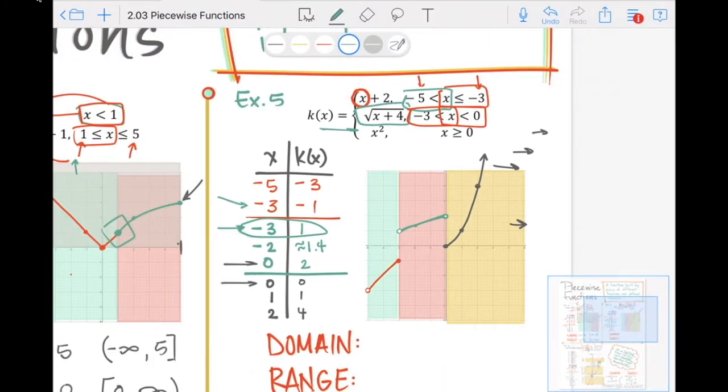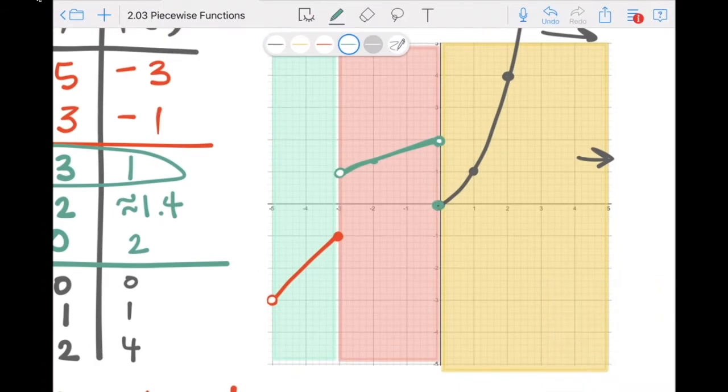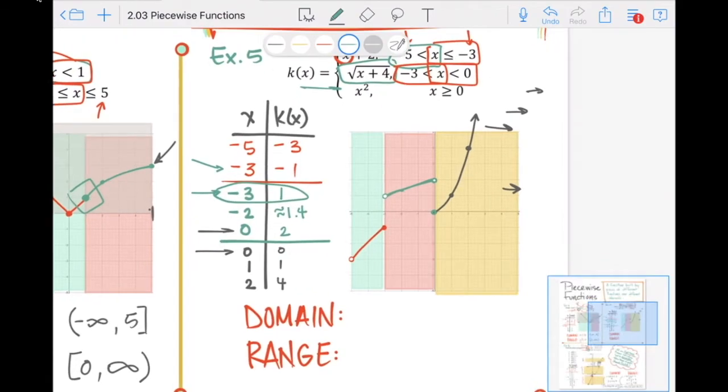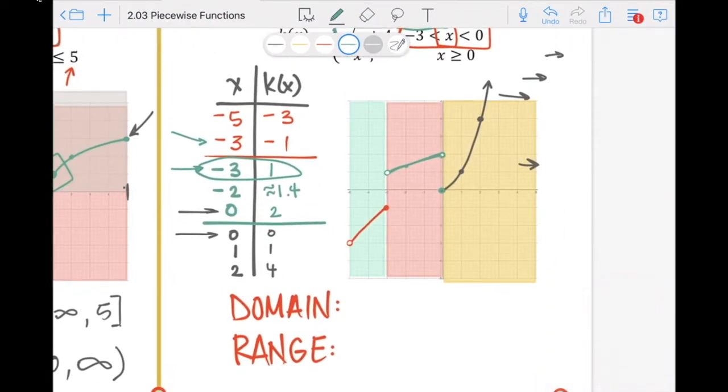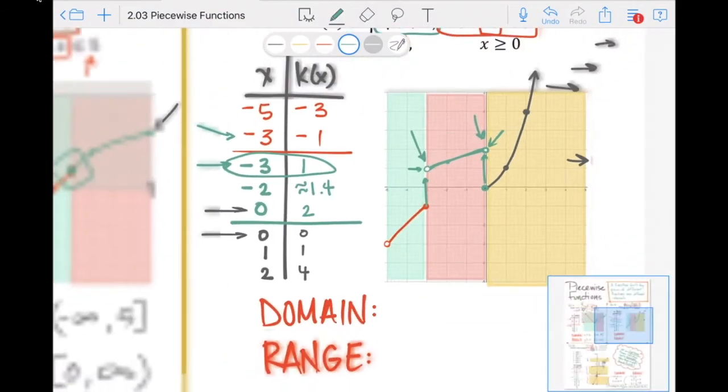Now for the parabola section, x is greater than or equal to 0, so that's going to stay closed. So now we've got the piecewise function showing everything that's included or excluded. So let's now talk about the domain and the range. It looks like we have a hole right here and right here, but I want you to look. This hole right here is filled in by the lack of a hole in the red portion, and this hole right here is filled in by the point that is included or defined for the parabola section.